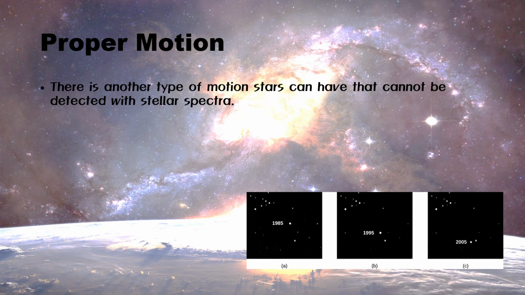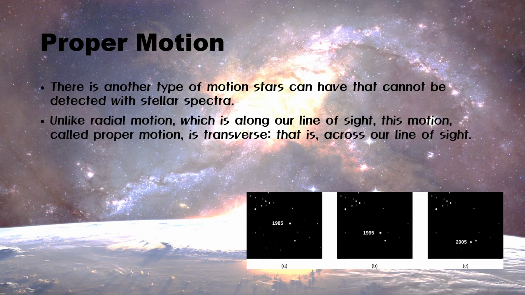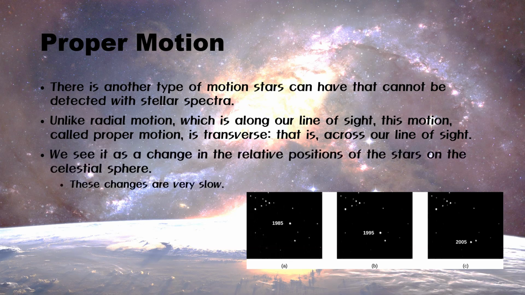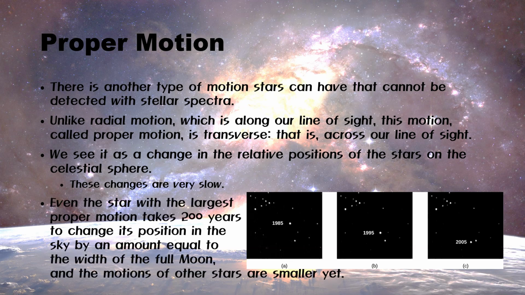And so this gets us to the idea of proper motion, which is another type of motion stars can have that cannot be detected with stellar spectra. Unlike radial motion, which is along our line of sight, proper motion is transverse, which means it is across our line of sight. We can see it actually as a change in the relative positions of the stars on the celestial sphere. Now, these changes are very slow. Even the star with the largest proper motion takes 200 years to change its position in the sky by an amount equal to the width of the full moon, and the motions of the other stars are smaller yet. So, for example, here we can see in this image, there's 1985, 1995, and 2005, how the star has, of course, moved across the night sky.